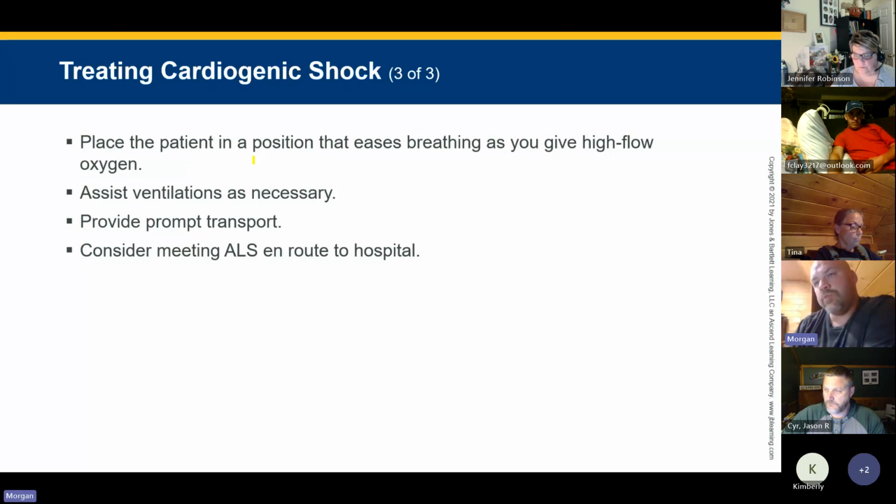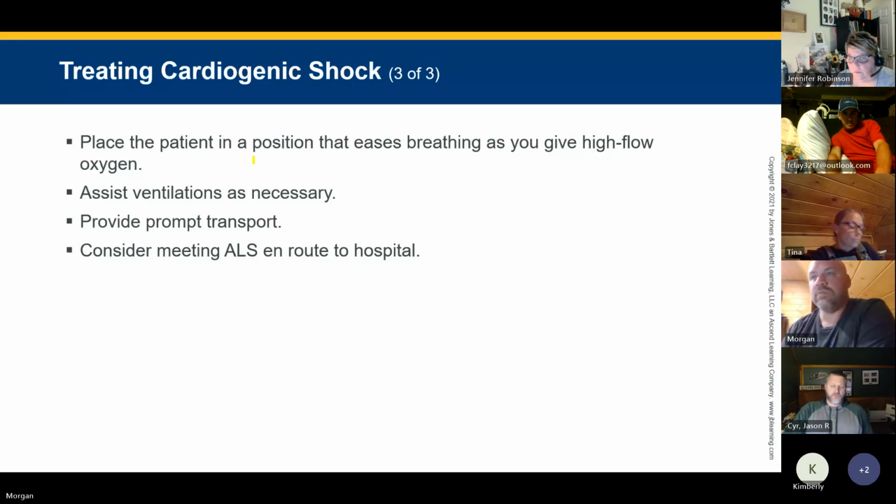And provide prompt transport. Cardiogenic shock is one of the hardest shocks to treat. If they're lacking fluid or blood, we can give them fluid, or they can get blood in the ER. If their vascular system's messed up, we can give them norepi. But cardiogenic shock is tricky because you don't want to damage the heart more, since it's already a damaged heart.